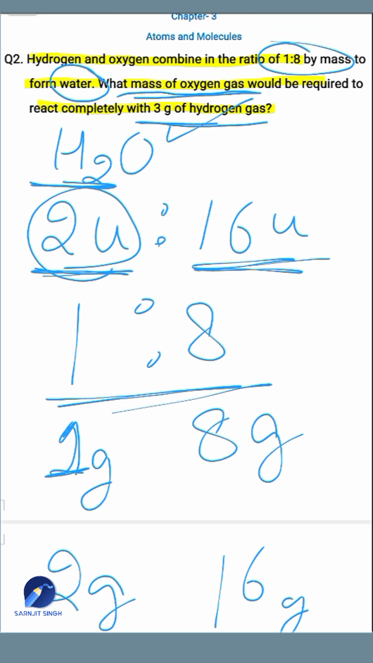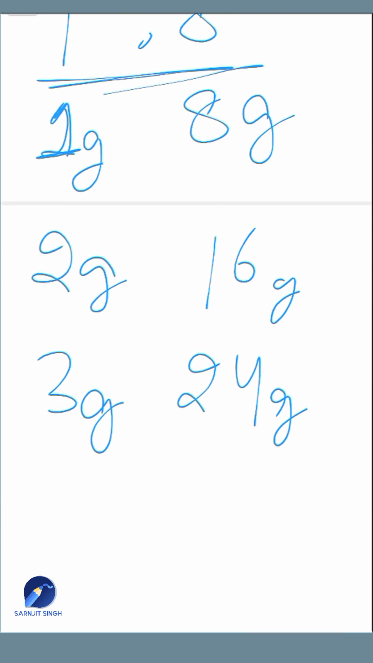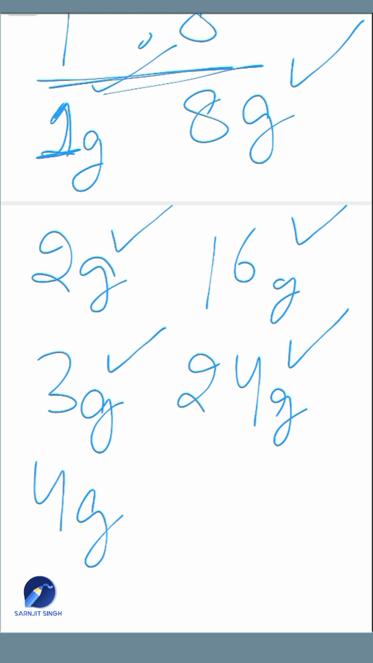So here 3 grams of hydrogen is there, and we have to find the mass of oxygen gas. In this way we can easily find: 1 gram of hydrogen reacts with 8 grams of oxygen gas. If 2 grams is there, then 16 grams. If 3 grams is there, then 24 grams. Similarly, if 4 grams of hydrogen is there, then we can easily find that it is 32.